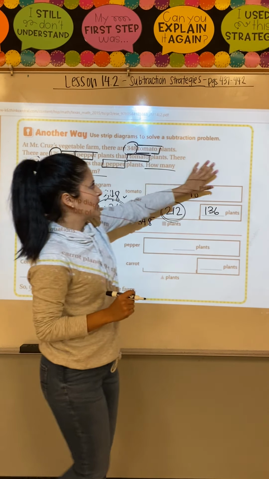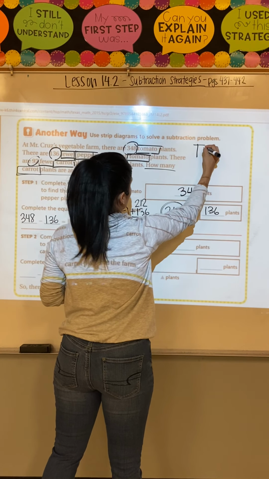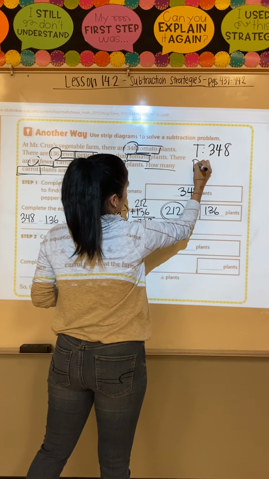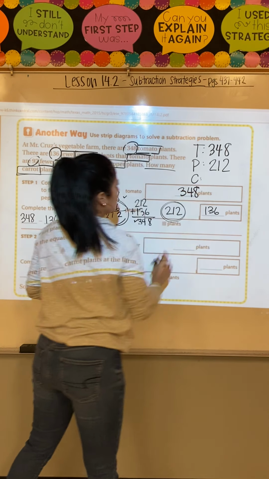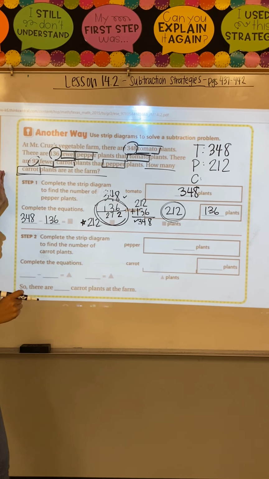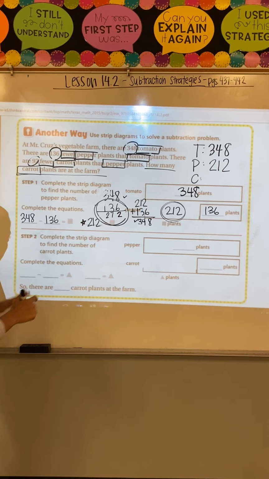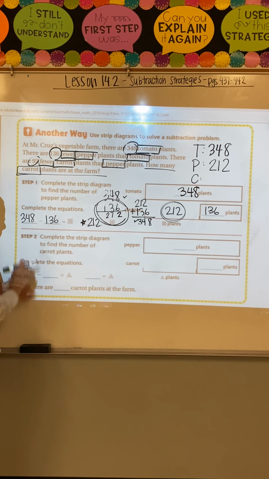Now, up here, I'm going to make this a little bit neater, write what I know. I know that tomatoes has 348. I now know that pepper plants has 212. Remember, the end goal is to figure out the number of carrot plants. Okay, so now we can complete this strip diagram to find the number of carrot plants, and then we'll complete the equation.